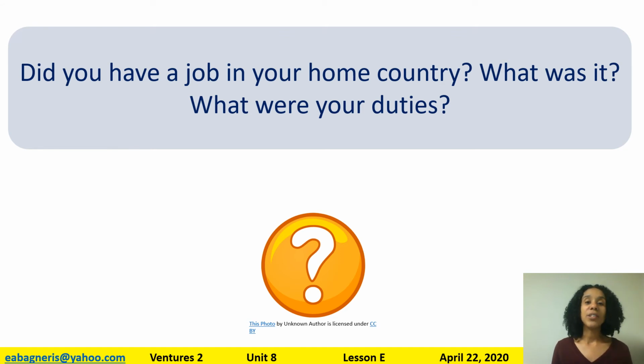If there is something you did in your home country, take a minute to write that down in your notebook. I would love to hear about what you did before, in the past. So take a moment to write that down in your notebook and write down some of the duties. What did you do? What did you have to do for that job? Remember, this will be in past tense.